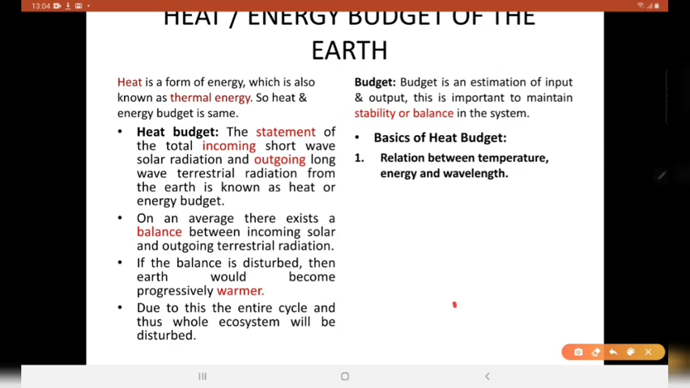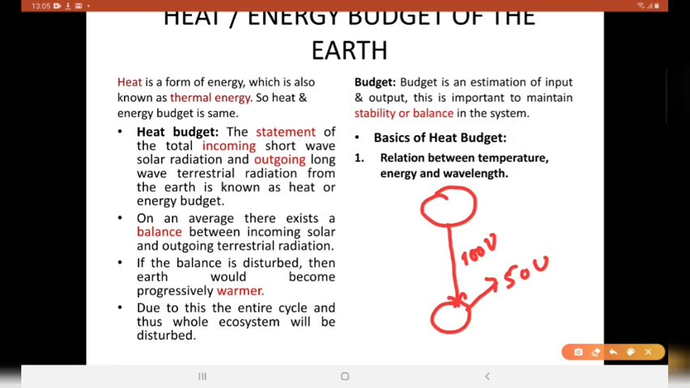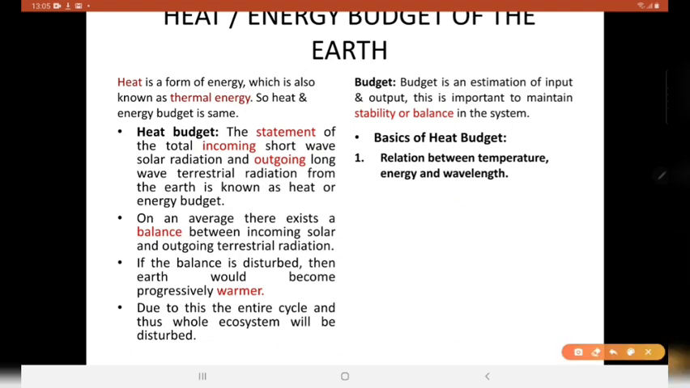Suppose this is earth and this is sun. If earth is receiving 100 units of energy from the sun and it is reflecting or emitting back only 50 units, then you know what will happen. Still 50 units will remain with the earth and its atmosphere, which will further enhance the temperature of the earth. Due to this, the entire cycle and thus the whole ecosystem will be disturbed.